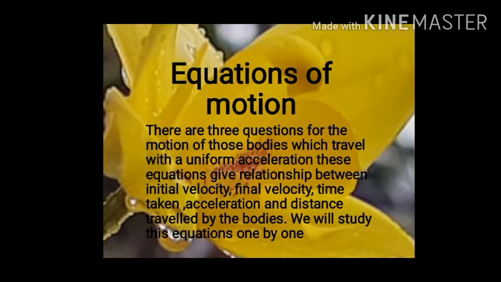Now let us discuss equations of uniformly accelerated motion. There are three equations for the motion of those bodies which travel with a uniform acceleration. These equations give the relationship between initial velocity, final velocity, time taken, acceleration, and distance traveled by the bodies. We will study these equations one by one.